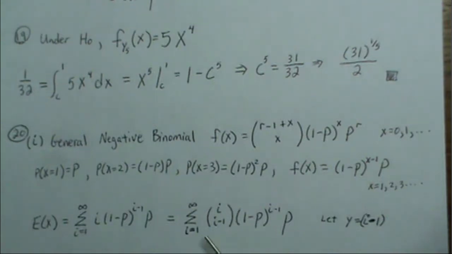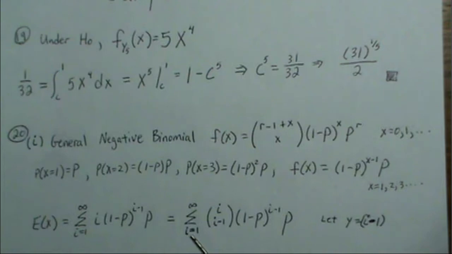And so this, from here to here, nothing has changed. But now we're going to do a change of variable. We're going to let y equal i minus 1. So right here will be y. This will be y. i is y plus 1.